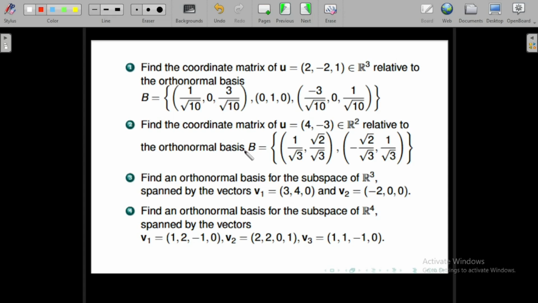These are the problems assigned to you for today. The first two problems ask to find the coordinate matrix of a vector corresponding to the given orthonormal basis. And the last two problems require the Gram-Schmidt orthonormalization process to find the orthonormal basis for the subspace of the given vector space spanned by the given vectors. So you just apply the Gram-Schmidt orthonormalization process on the vectors v1 and v2 here.